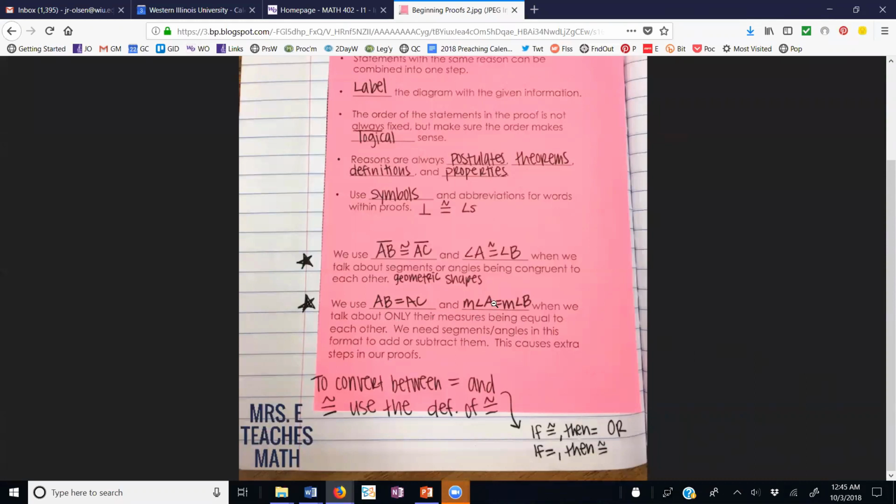And this is a number. It's the measure of angle A. Who knows? Maybe it's 32 degrees, for example. When you're doing arithmetic, like adding measures together to get 180, you must be working with the measures and not the angles themselves. To convert between equals and congruent, we use the definition of congruent. If congruent, then equal, or if equal, then congruent. So it's easy to pass from one to the other.